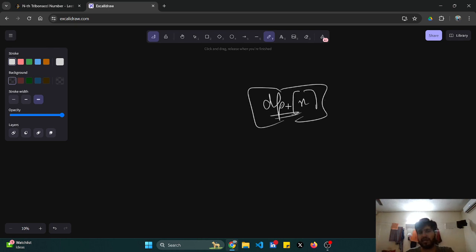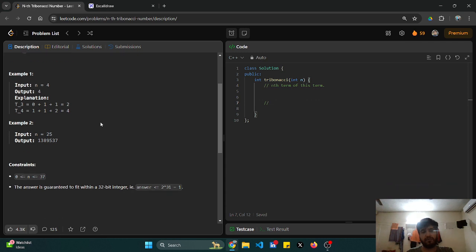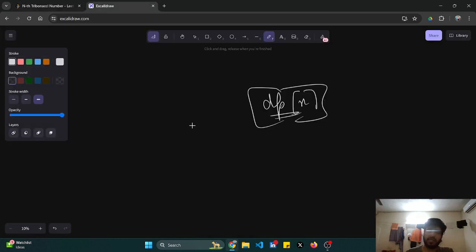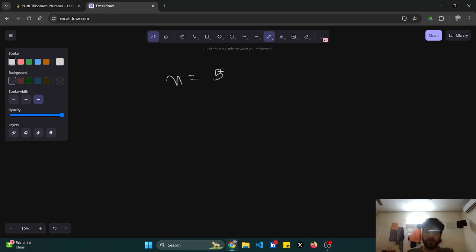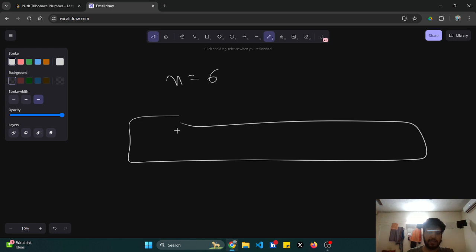dp of n would be containing my answer, obviously. I'll just try for 25. I won't try because it will be a very big number. I'll try for n is equal to 5 or n is equal to 6. Let's try for n is equal to 6. I'll just make an array such that it contains the index 6.